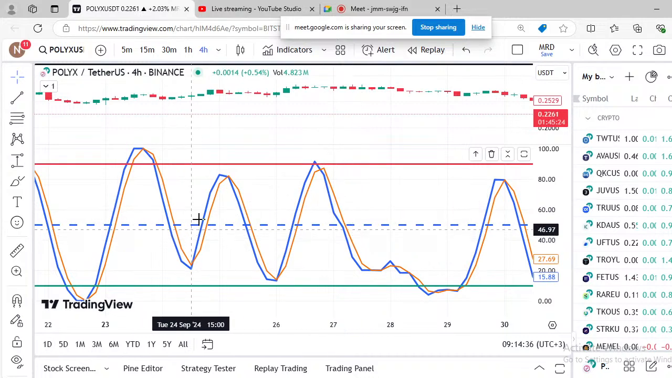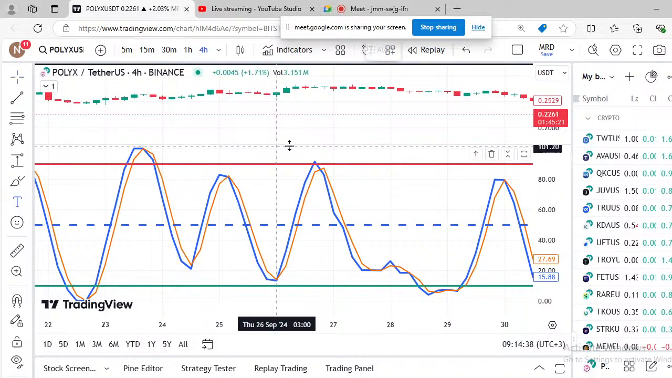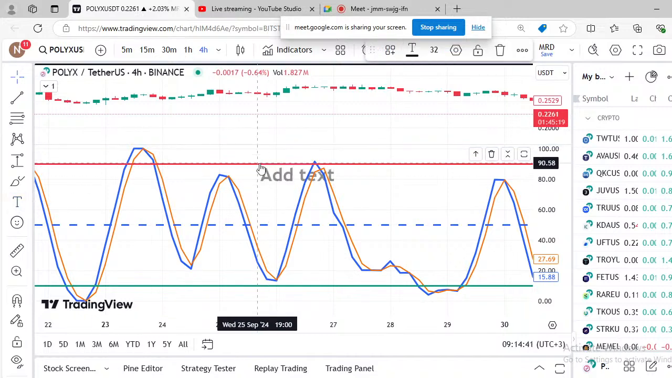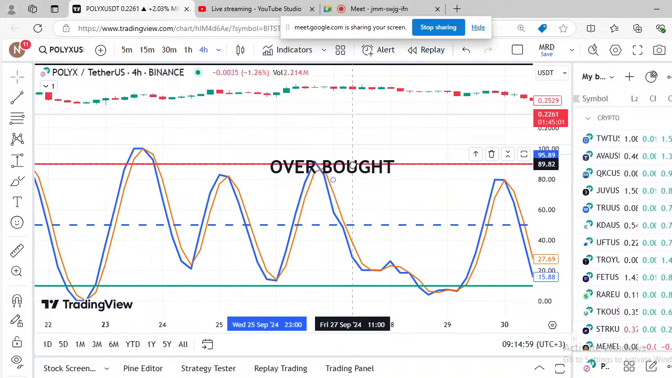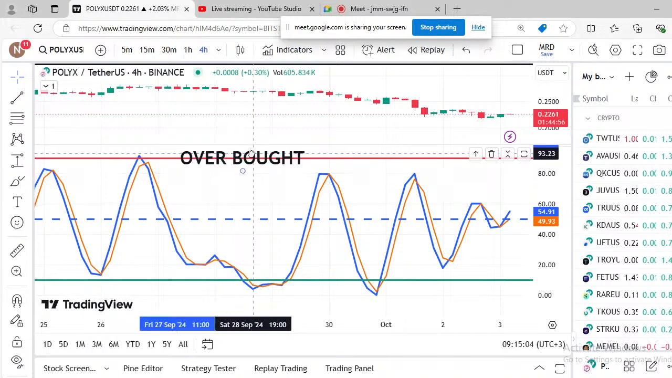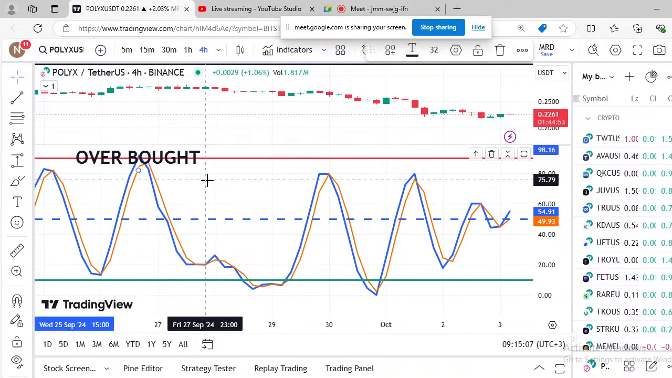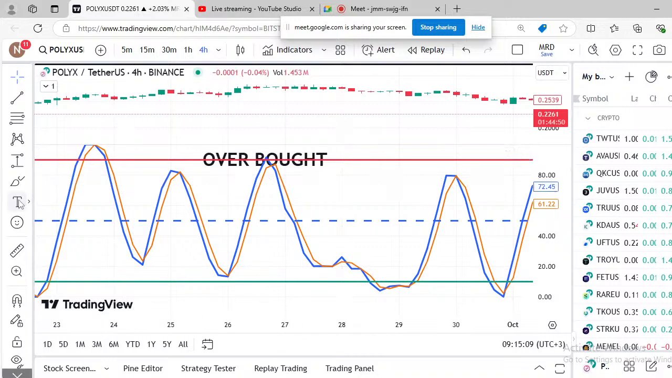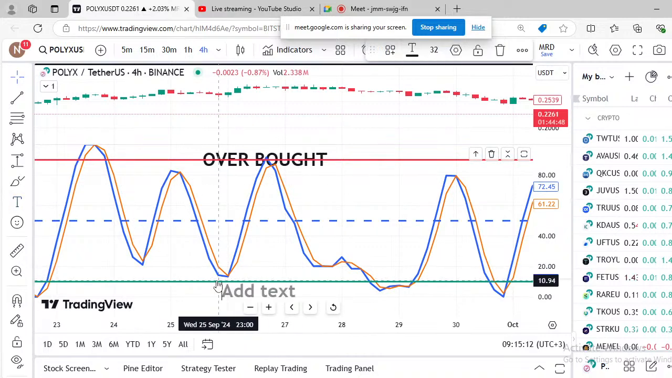Okay, let's go. Now, I think I need to write here. This is overbought region. Then we have oversold. This is oversold.